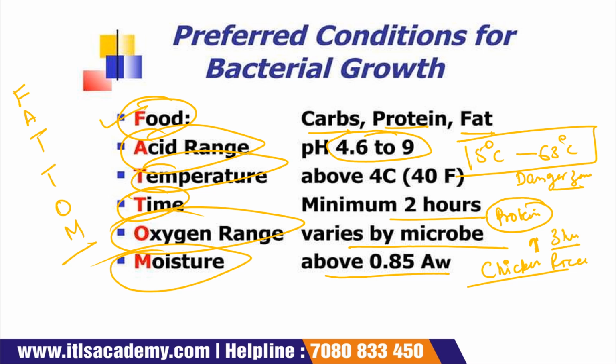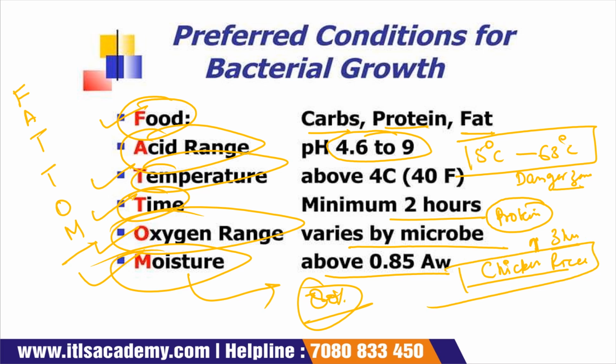See, this requirement is fulfilled, this requirement is fulfilled, and even the moisture content in chicken is around 80%, so that requirement is fulfilled. And when food is put outside the refrigerator, the oxygen requirement is also fulfilled. So bacteria get all the conditions and they will spoil this chicken piece very easily. If we cut any one of these, then the chances of bacterial growth decrease.